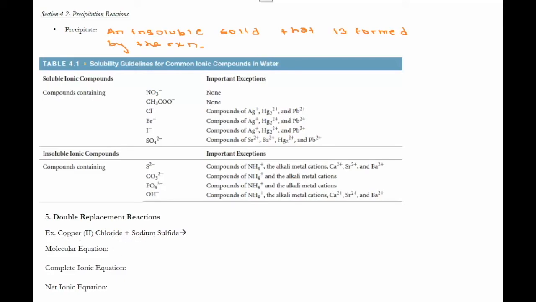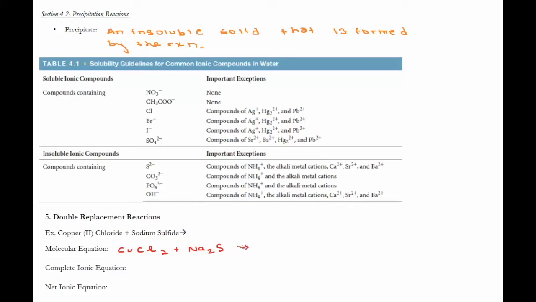So I've got copper with a 2+ charge. Chlorine has a -1 charge. So the formula for this would be CuCl2. And it's going to react with sodium sulfide. Well, sodium has a +1 charge. Sulfur has a -2 charge, so it would be Na2S.